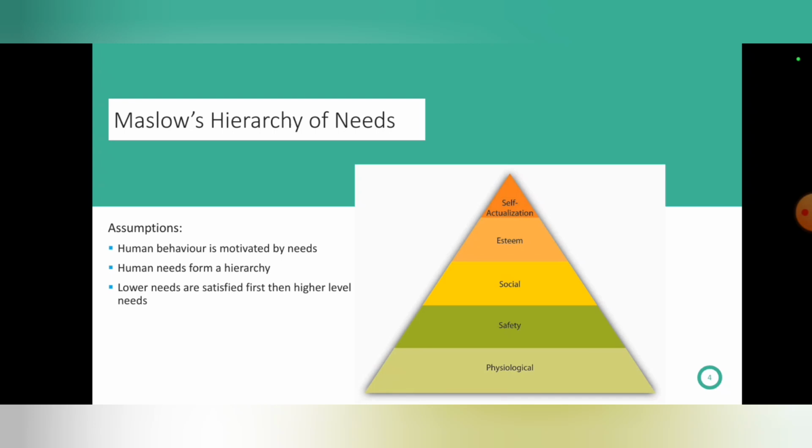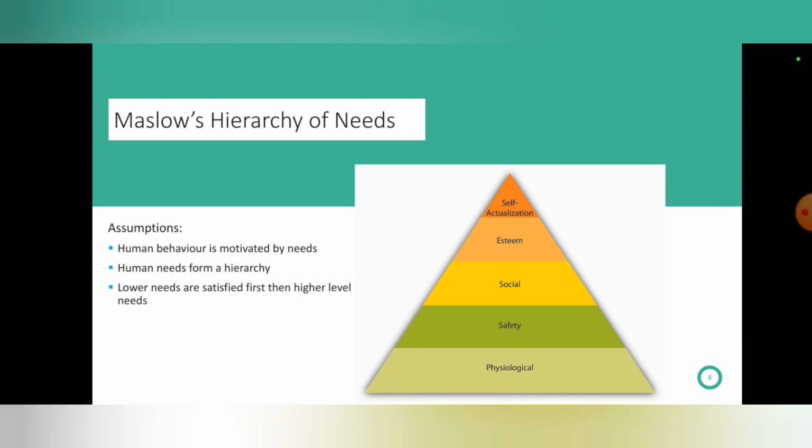One step up is the safety needs, a sense of safety or security from danger, pain, or uncertain future is what Abraham Maslow is saying is the second most important need. Then we have the social needs. Social needs has to do with having a bond or a connection or relationship with other people.